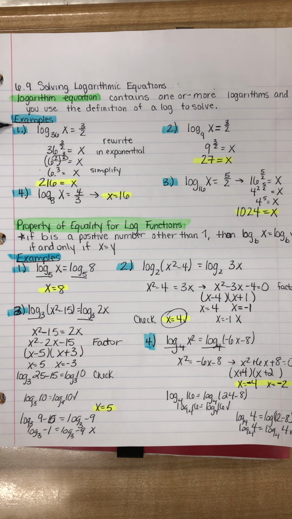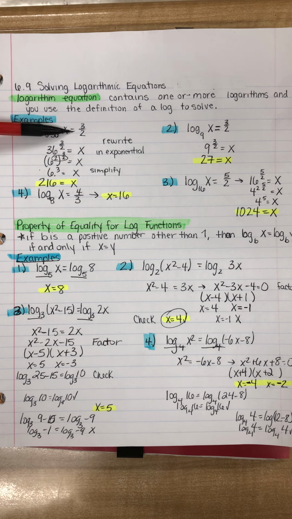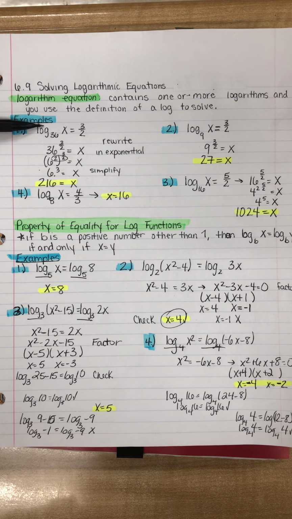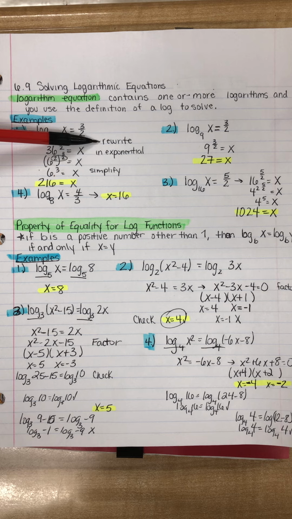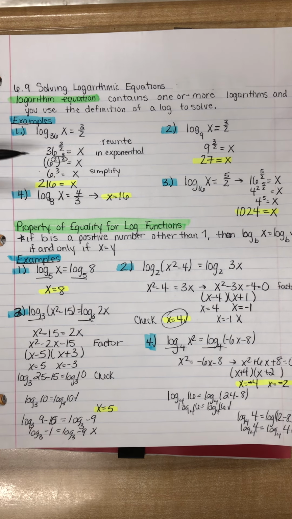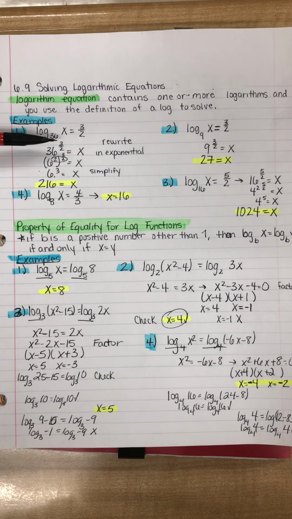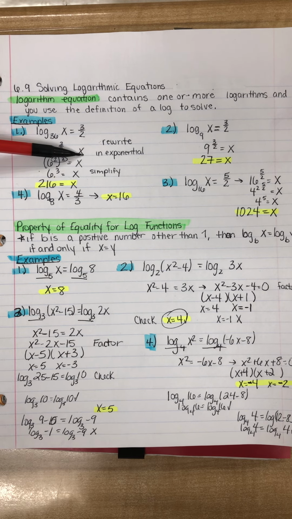So this first one says, log base 36 of x equals 3 over 2. So first thing you always do is rewrite it. So you're going to rewrite it in exponential form. So 36 to the 3 over 2 power equals x.